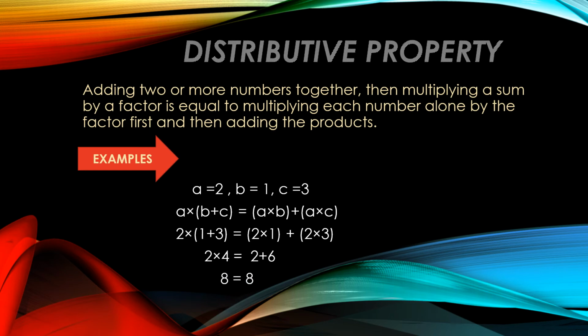In this property what we have done, first in left hand side I have written 2 into 1 plus 3. First I have solved 1 plus 3, that we have got 2 into 4, that is 8. And in right hand side I have done 2 into 1 plus 2 into 3, that we have got 2 plus 6 equal to 8. That is distributive property.